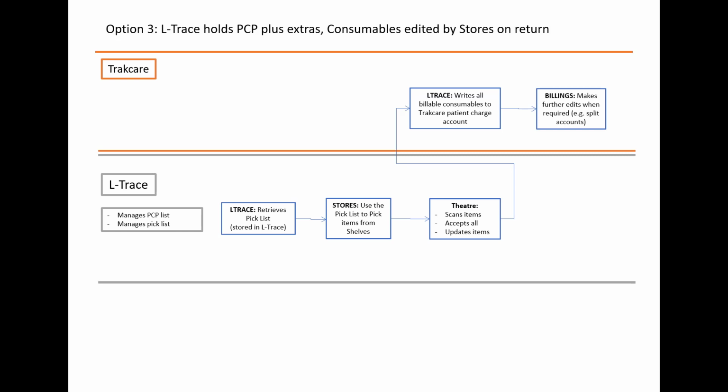So to work within LTrace, the staff will retrieve the pick list, which is stored in LTrace, use that to pick all the items, and then within theatre, they'll be scanning items into the theatre. The PCP list will be updated, and then LTrace will be pushing that information into Track Care, and that will be going straight basically into the invoice, and billings can make last minute adjustments. But basically my understanding is with option 3, everything's sitting within LTrace.